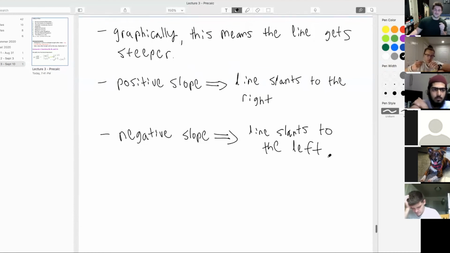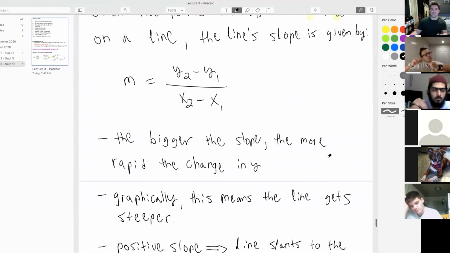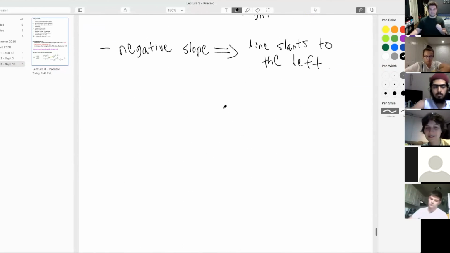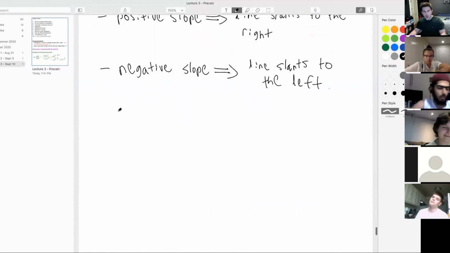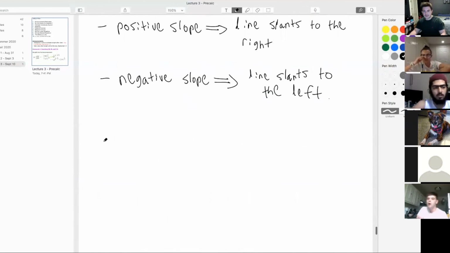Okay, thank you. Because essentially, if you had a vertical line, then the x2 and the x1 would be exactly the same, and it would cause you to divide by 0. So that's why the slope of a vertical line is undefined. You would either have a y or x intercept. Yes, there will be a y or x intercept.